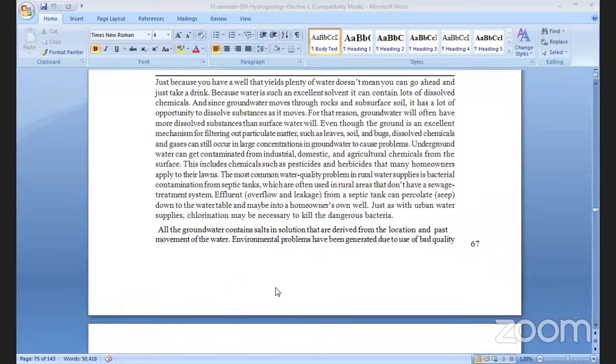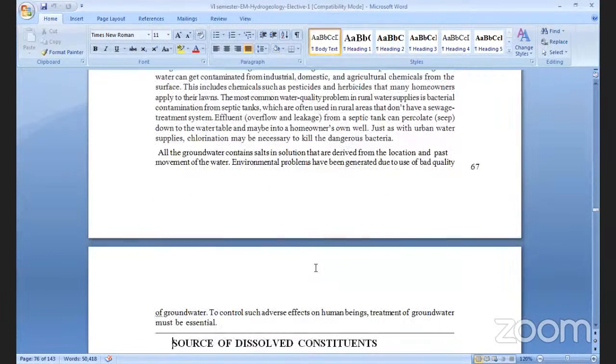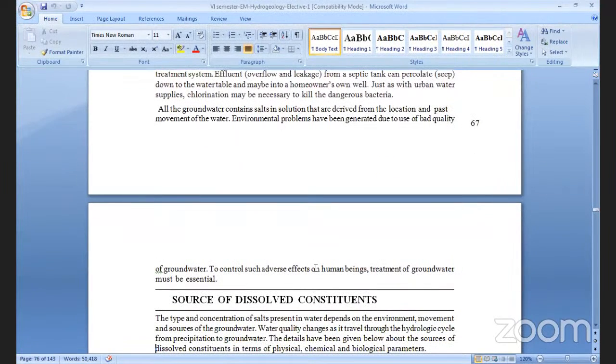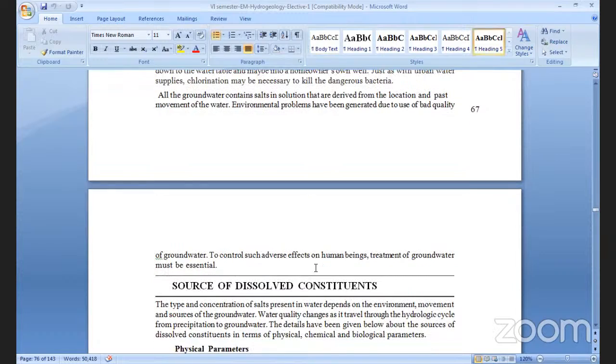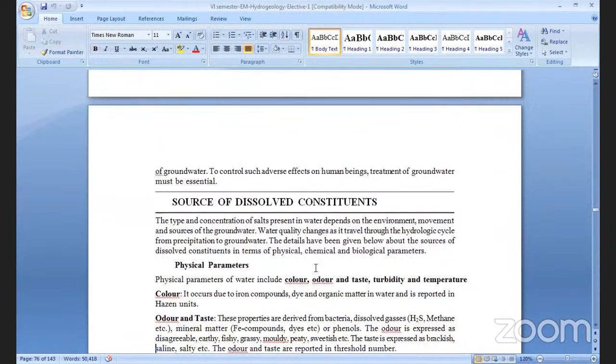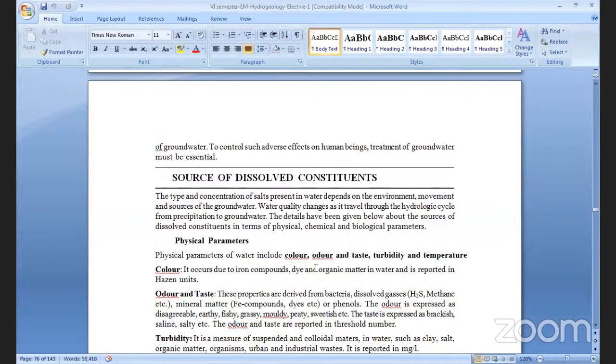All the groundwater contains salt solutions derived from one location to another. When moving from one place to another, it accumulates different chemical compositions and adds unwanted material. So all these lead to damaging of the original quality, as it gets contaminated from these sources.